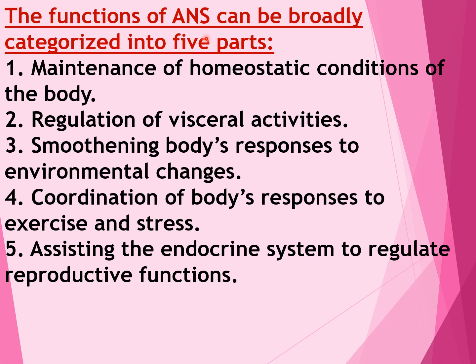The function of the autonomic nervous system can be broadly categorized into 5 parts. First of all, maintenance of the homeostatic conditions of the body, regulation of the visceral activities, smoothing body's responses to environmental changes, coordination of the body's responses to exercise and stress, and assisting the endocrine system to regulate the reproductive functions.